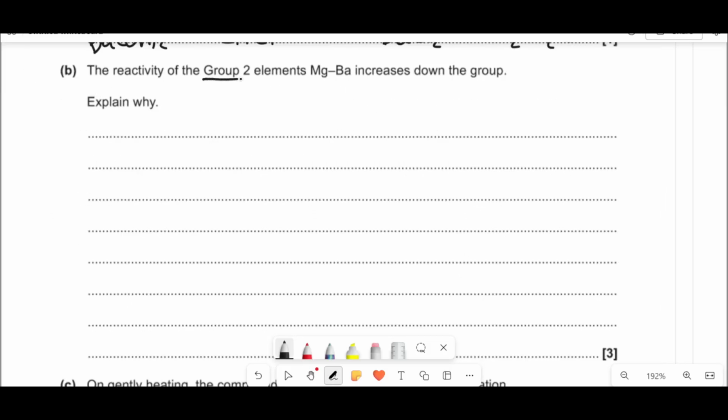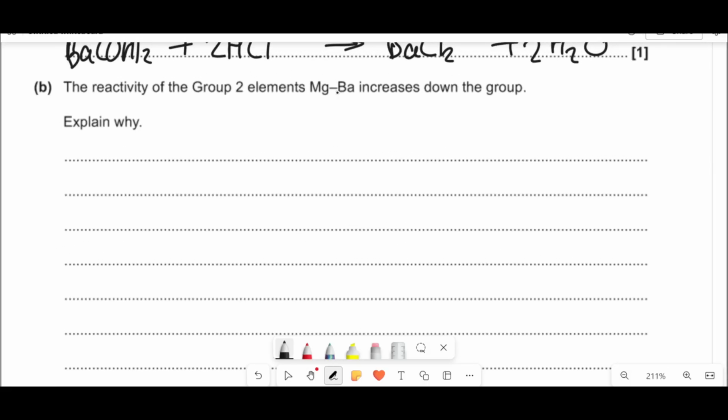Done. The reactivity of group 2 elements, Mg to Ba, increases down the group. Explain why. A lot of people love to just say atomic radius, ionic radius, blah, blah, blah, and then have absolutely no clue what to say beyond that. When you're going from here to here, the outermost electron is further away. So rather than jumping ahead and saying atomic radius or ionic radius, because what if it was Mg2+ and Ba2+, and instead it said the reactivity of ions? If you said atomic radius, you've lost the marks immediately.